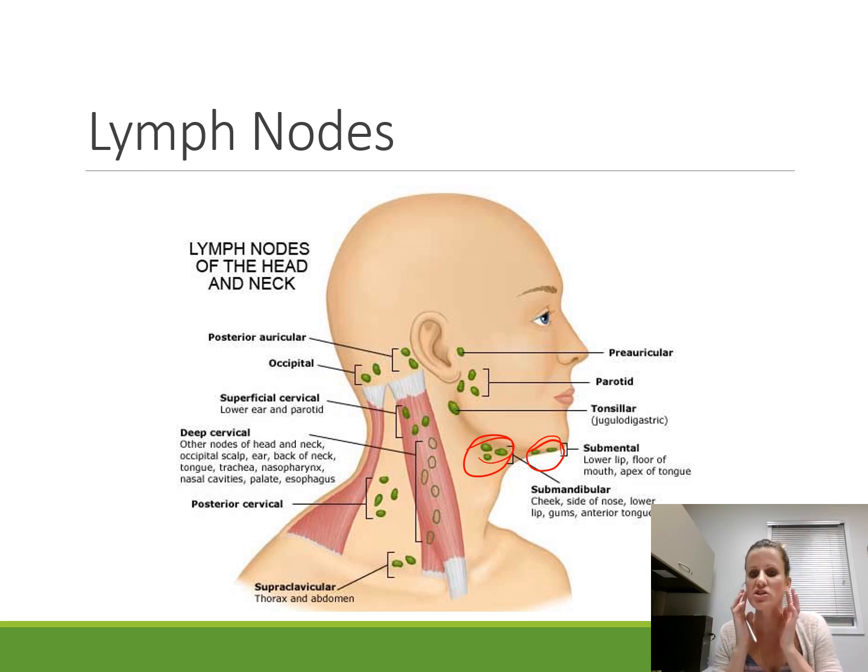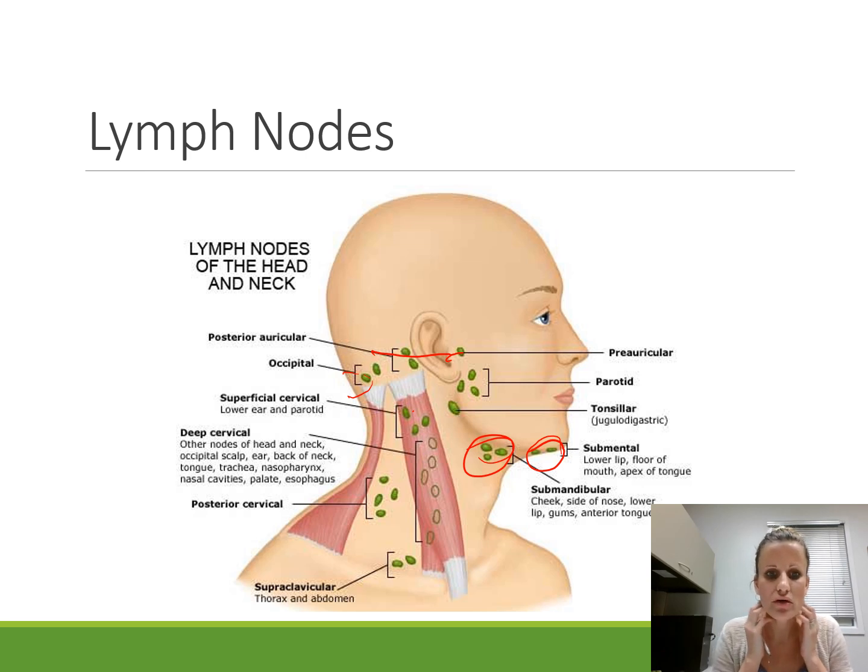The parotid nodes are by the parotid gland right here in front of the inferior border of the ear, and then pre-auricular are in front of the ear, posterior auricular are behind the ear. So literally like draw a line right here, and you've got pre-auricular and posterior auricular. Occipital are a little bit further back and lower. And then there are superficial cervical and deep cervical.